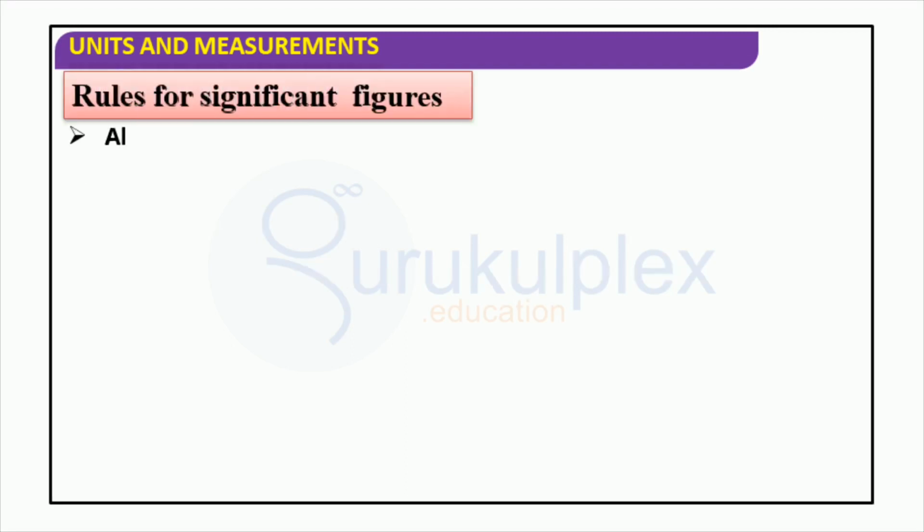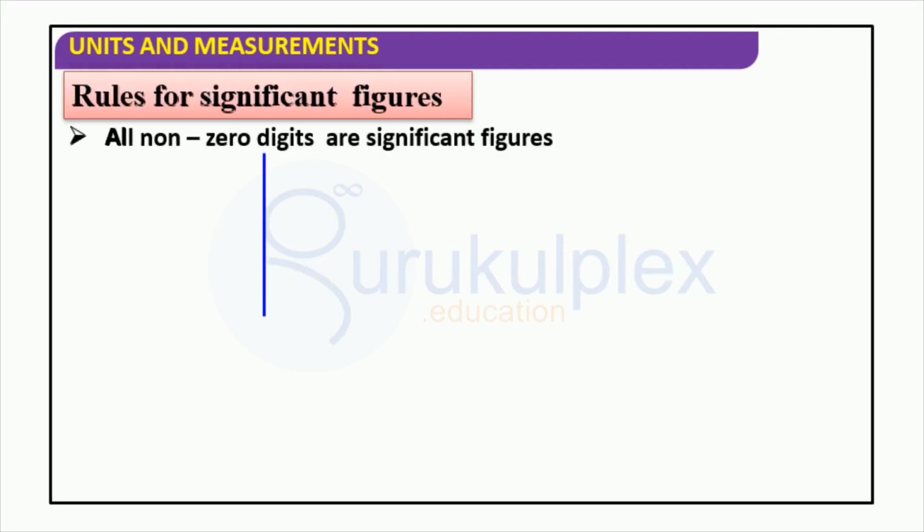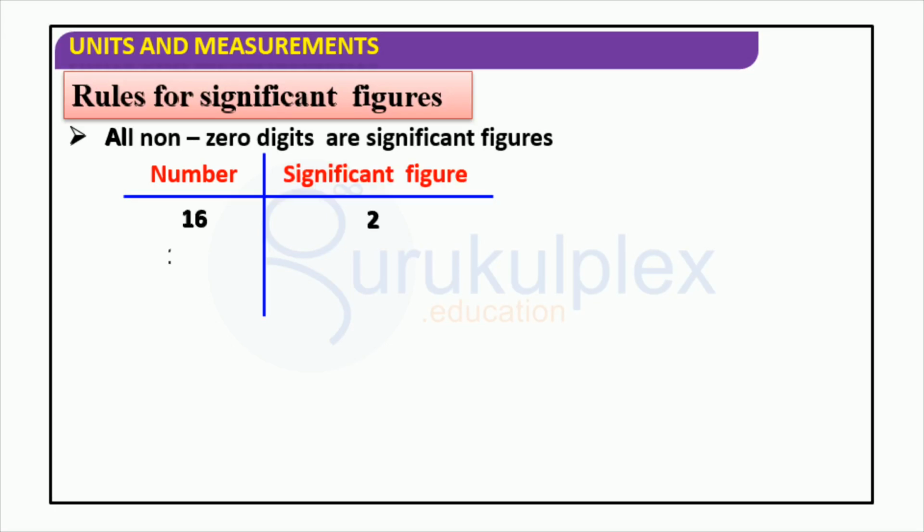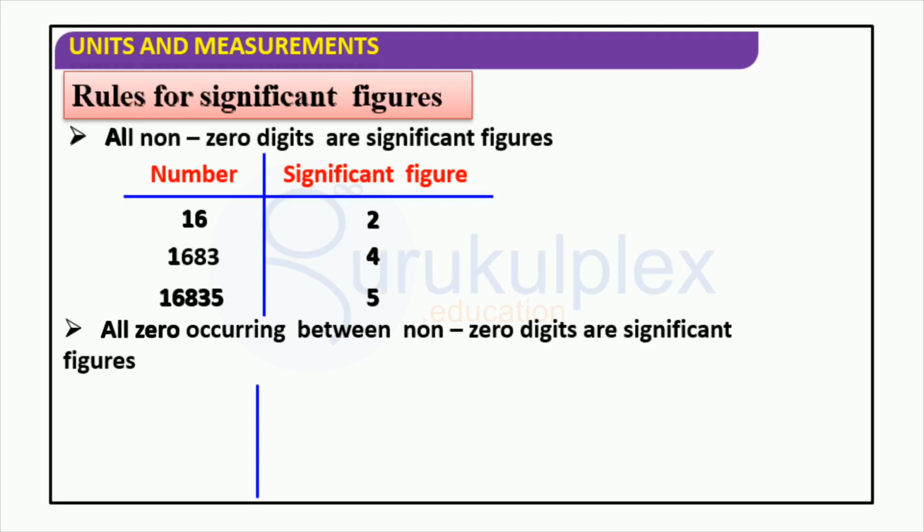Non-zero digits are significant figures. For instance, 16 has two significant figures, 1683 has 4, and 16,835 has 5. Also, any zeros between non-zero digits are counted as significant figures. For example, 802 has 3 significant figures, and 80,004 has 5.